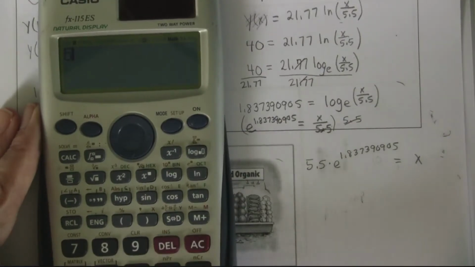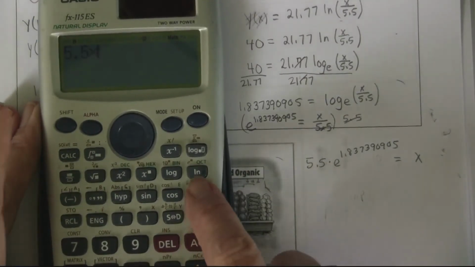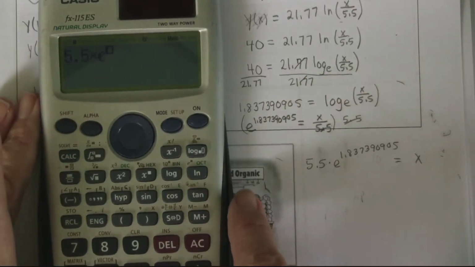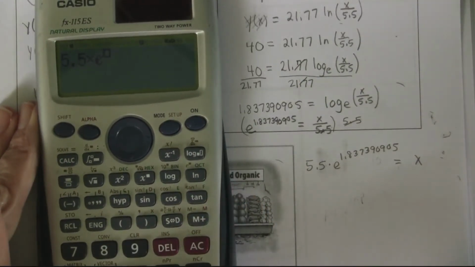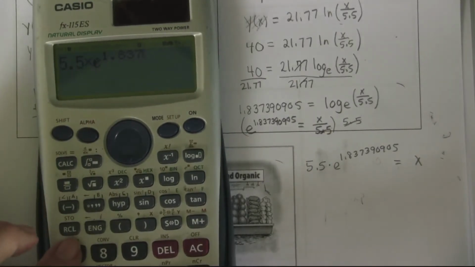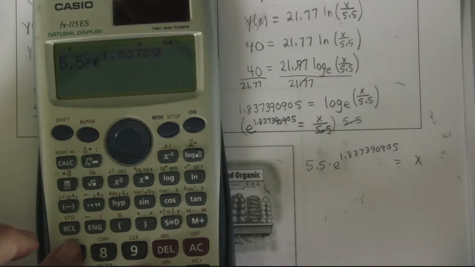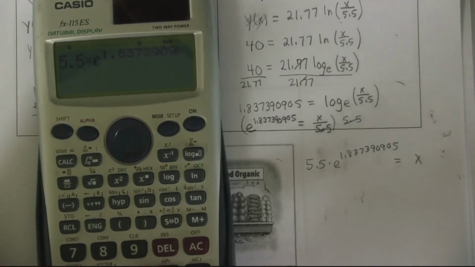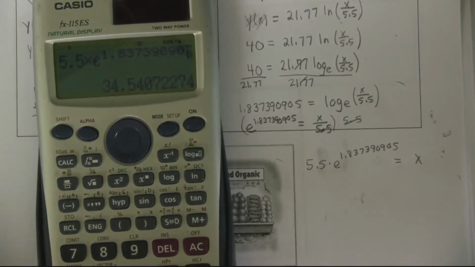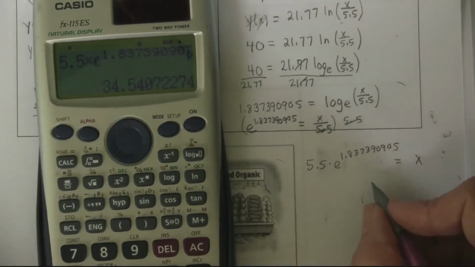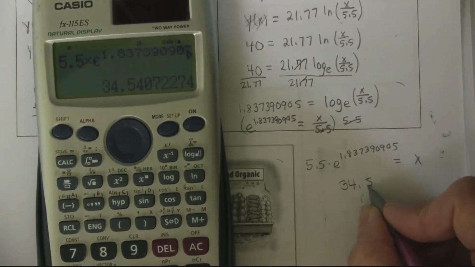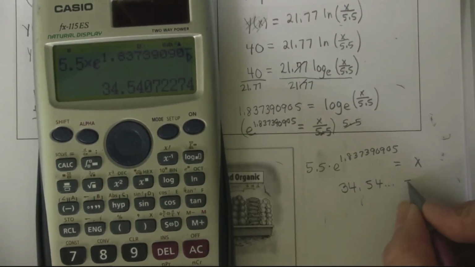Okay, so 5.5 times, and then e. So I'm going to do my shift and then e. So times e raised to the 1.837390905, and I get 34.54, right? It goes on, equals X.